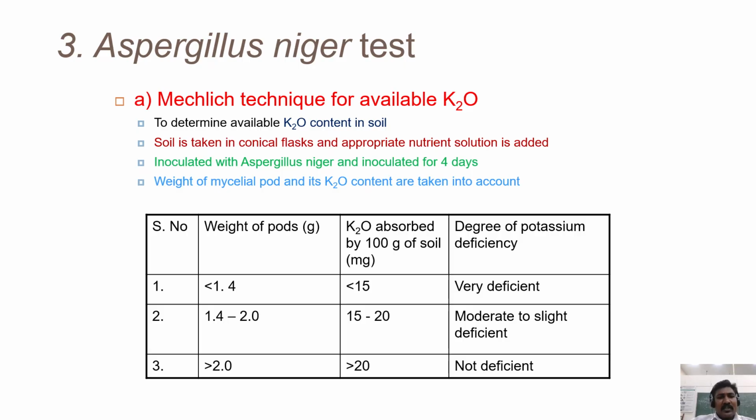The third test is the Aspergillus niger test. This test is mainly used for potassium content in soil, to identify the fertility level of potassium. The soil is taken in a conical flask, nutrient solution is added, and it is inoculated with Aspergillus niger and allowed to grow for 4 days. Then the weight of the mycelial pad and potassium content are taken into account. If the weight of the pad is less than 1.4 gram and potassium absorbed by 100 gram of soil is less than 15 milligram, it is very deficient.